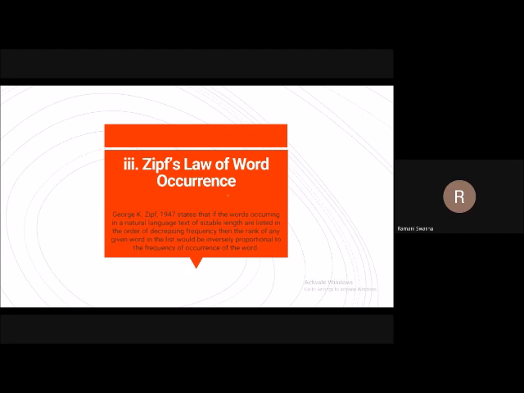However, when you're writing all these things, you should be able to know. For example, George K. Zipf in 1947 states that if the words occurring in natural language text of sizable length are listed in order of decreasing frequency. Now you will see how they have written the text, how many words are there.